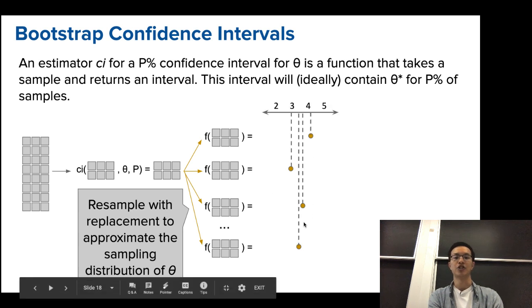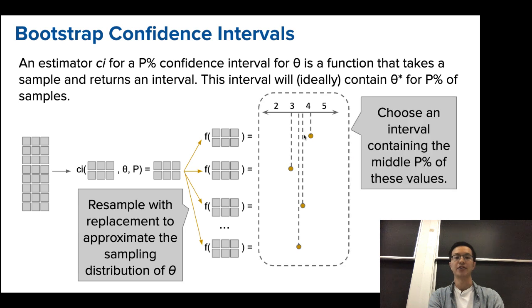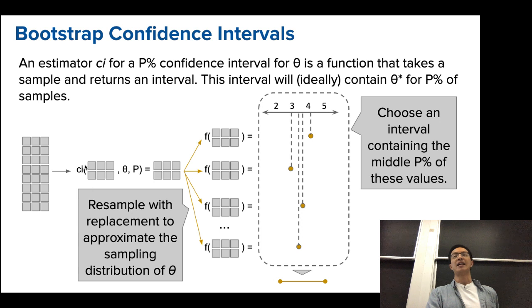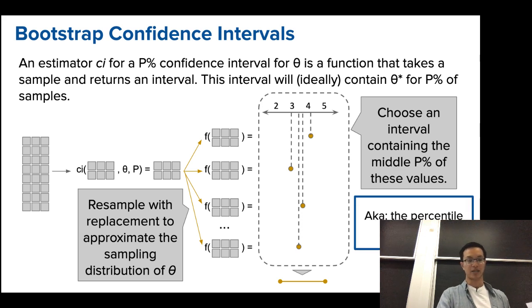These sample means are distributed. And what I can do is take an interval that contains the middle 95% of these sample means if I'm trying to get the 95% confidence interval. Okay. And so this is the Bootstrap procedure for computing a confidence interval. And the claim here is that if I take the middle 95% of these values here, it turns out that most of the time, 95% of these confidence intervals will contain the population mean. This is also known as the percentile bootstrap.